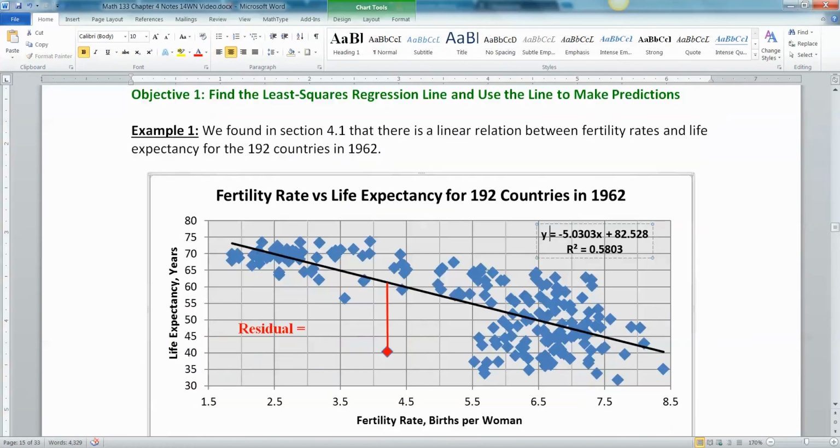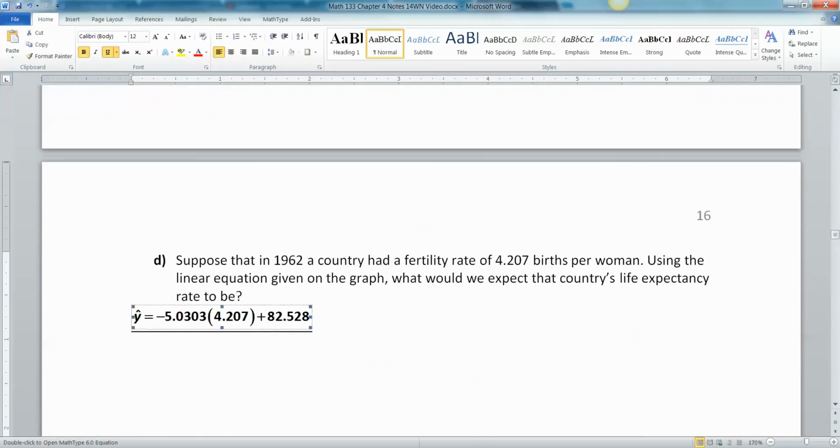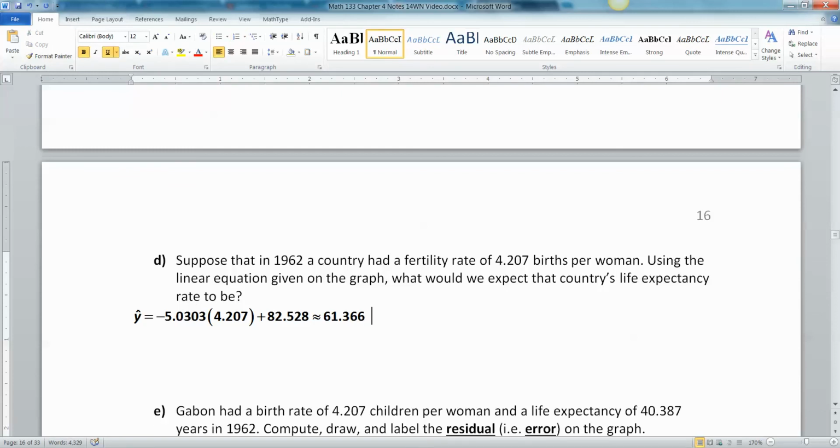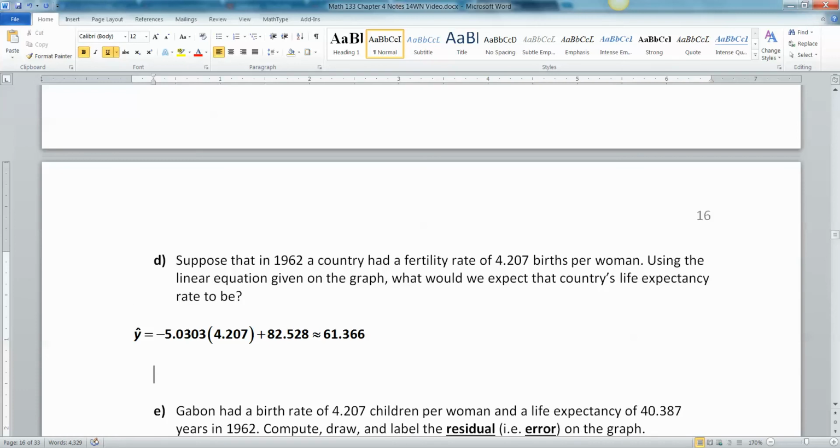And if you're wondering where I'm getting that from, let me go back. It's right up here, right? Oops, close. It's right there in the equation. Okay, so we'll have to go grab a calculator and type this in. All right, and when I typed it into a calculator, I got about 61.366 or so. There could be some rounding. You could go 61.4 or whatever.